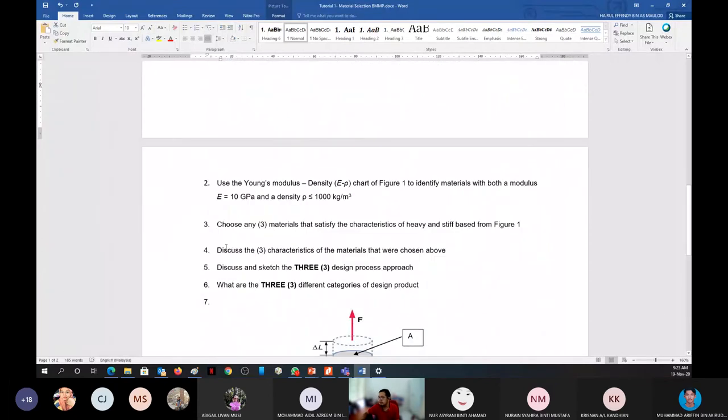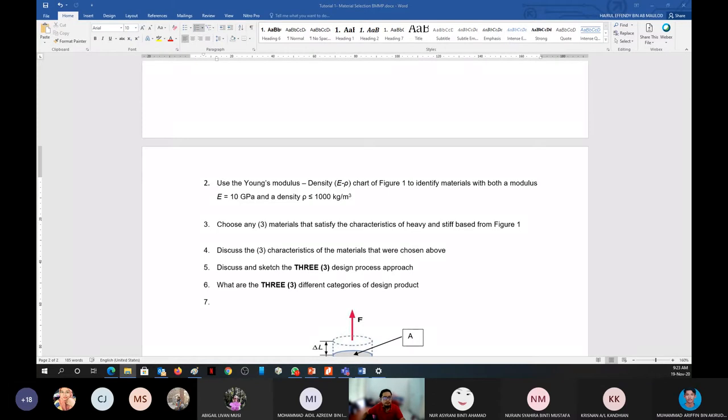So we move on to the first question. Discuss and sketch the three design process approaches. We talked about this in the previous lecture, if I'm not mistaken. I discussed the three design process approaches. You have three designs, if you recall.